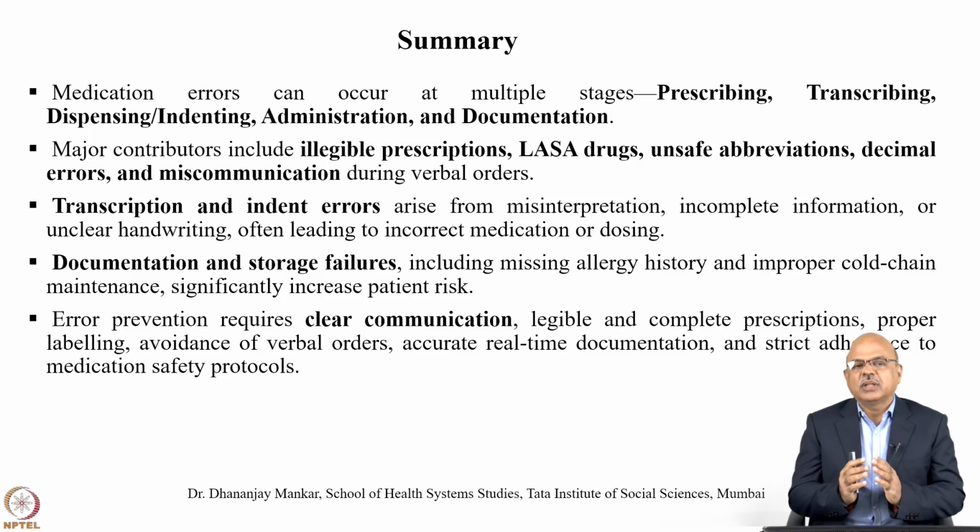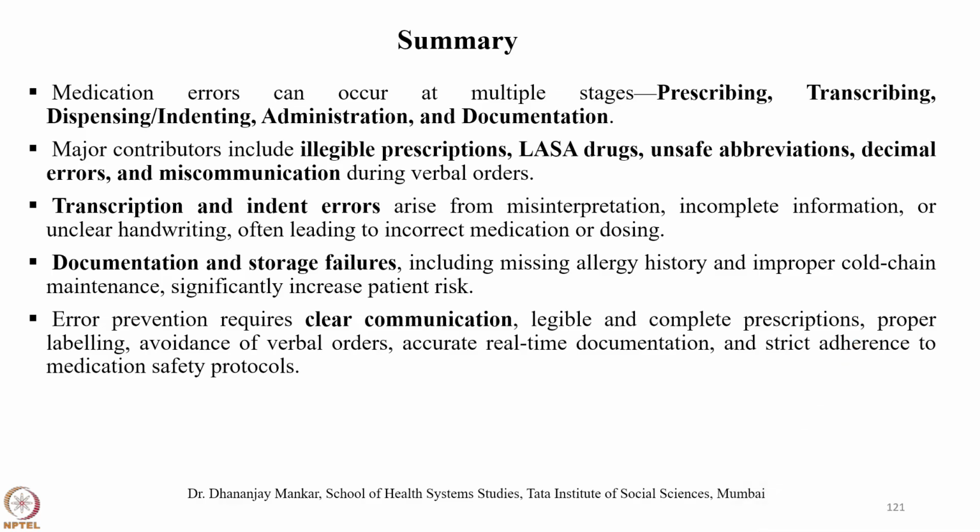So in summary, I may say that the medication errors we discussed occur at multiple stages, and there are many contributing factors. They can arise from the very start, through prescribing, transcribing, dispensing, indenting, administration and documentation. You need to work on transcription and indent errors as well. Documentation and storage failures can also add to patient risk, which you have to work on. Error prevention requires clear communication, legible and complete prescriptions, proper labeling, avoidance of verbal orders, accurate real-time documentation, and strict adherence to medication safety protocols.